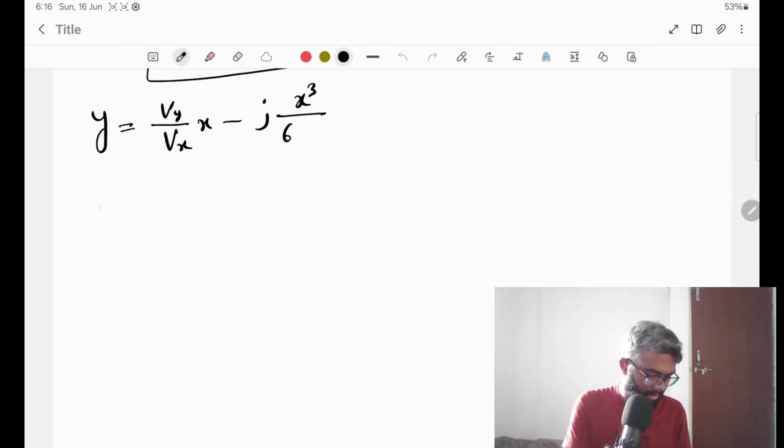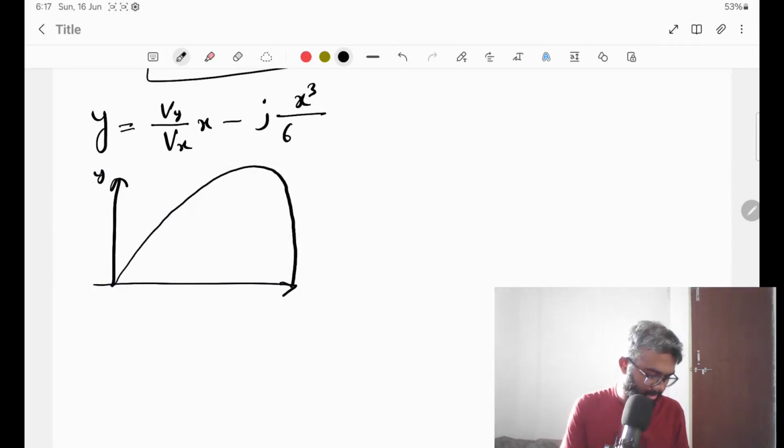So it means this particle is going to follow a curve like this. It's going to gain its initial velocity, it's going to go very far, then suddenly as it keeps getting more and more acceleration in the negative y direction, it's going to curve more, and eventually it's going to become straight.